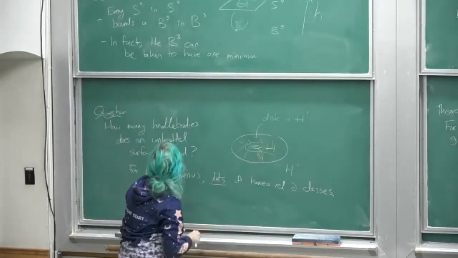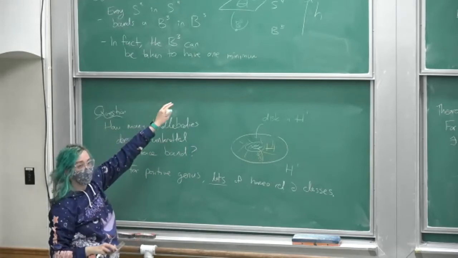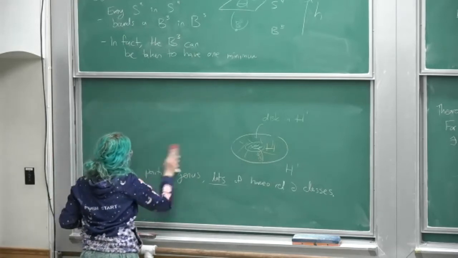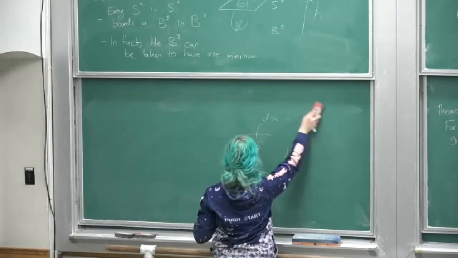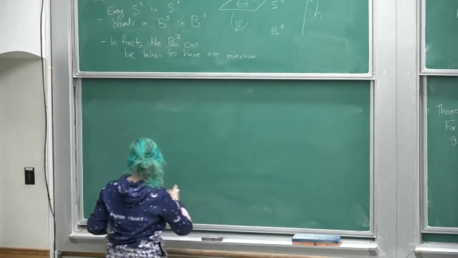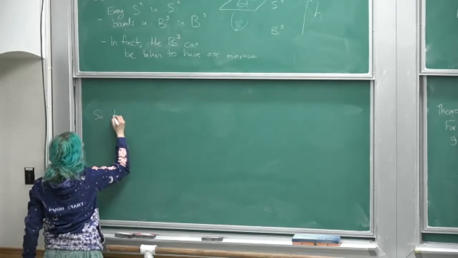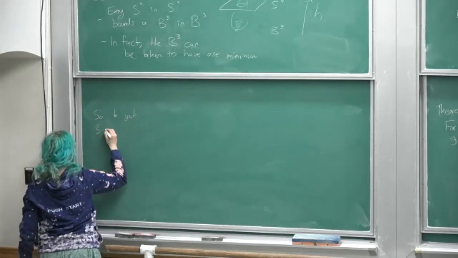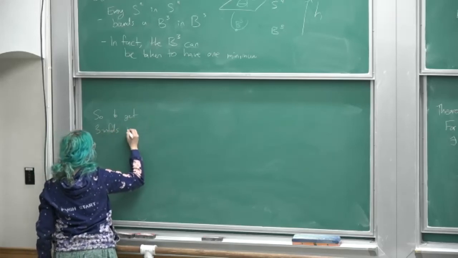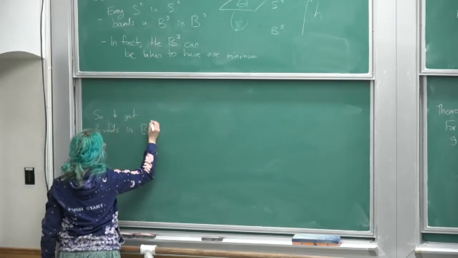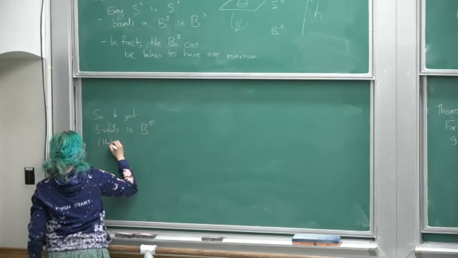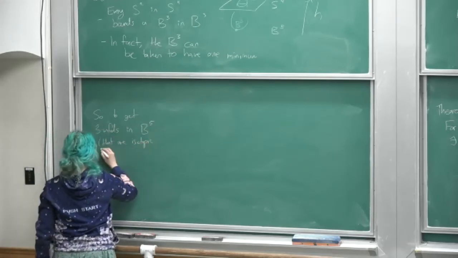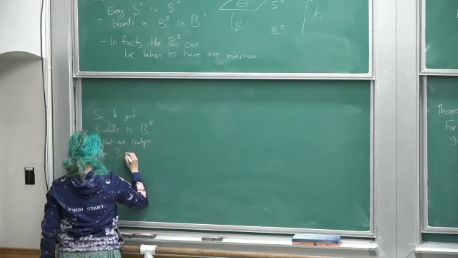But that gives us a way to construct things in dimension five. Once I know that this is true, what I could do, let's say I want to get some three-manifolds in B5 that somehow are isotopic to three-manifolds in the boundary.